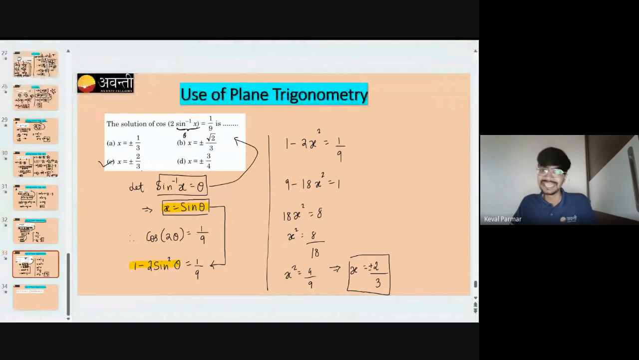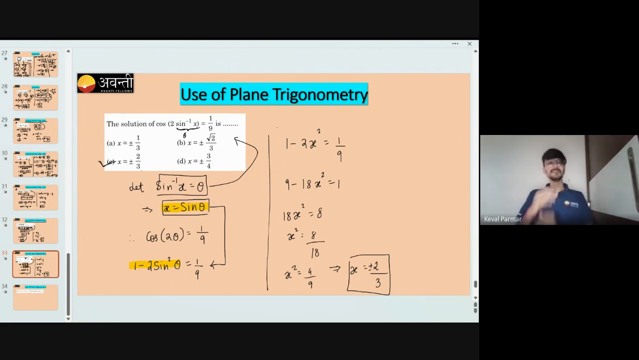After this, it is very basic algebraic manipulation. As you can see, I cross multiplied by 9 and got the value of x. Just don't forget, whenever we take a square root, we use a plus minus sign. So here the x value is plus minus 2 by 3. I hope it is clear now. So that is option C. So these are the questions. Out of these, two of them were asked in JEE Mains for the use of plane trigonometry. I hope it is clear to you all, because from tomorrow we are done with inverse trigonometric functions.